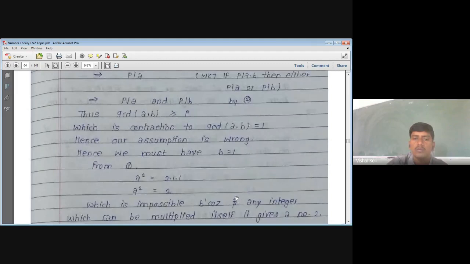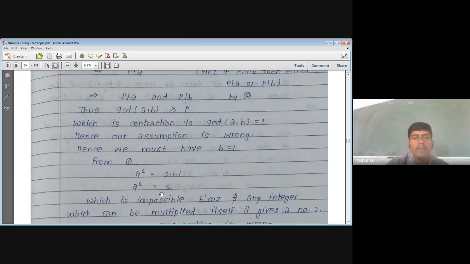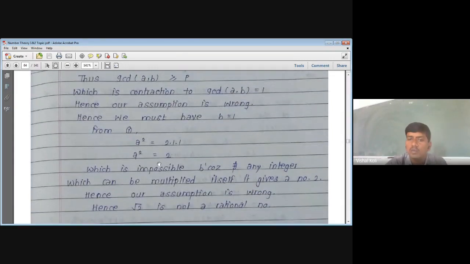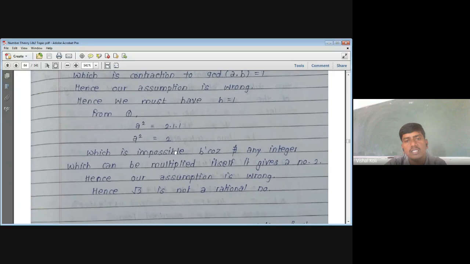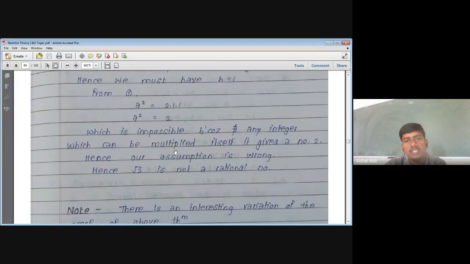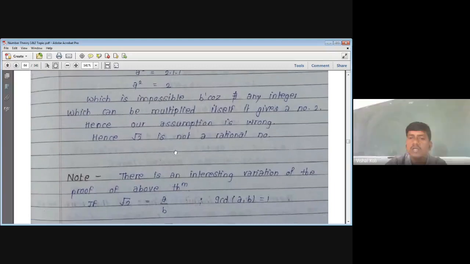Therefore a square equal to 2b square becomes a square is equal to 2 into 1, which is a square equal to 2. But this is not possible because there does not exist any integer which, multiplied by itself, gives the number 2, since such a number is not possible in the set of integers. Therefore, this is a contradiction to our assumption that root 2 is a rational number. Hence, our assumption is wrong. As the assumption is wrong, root 2 is not a rational number.